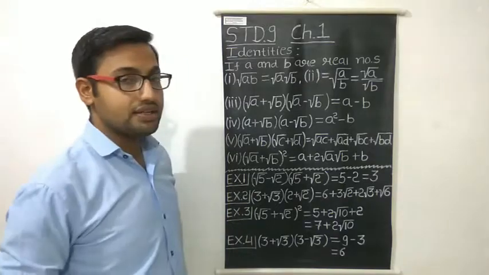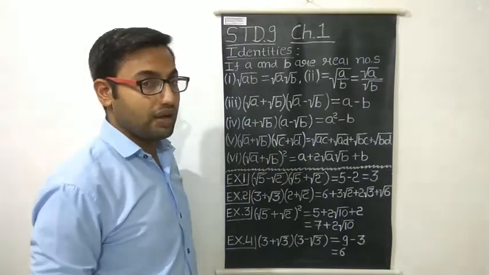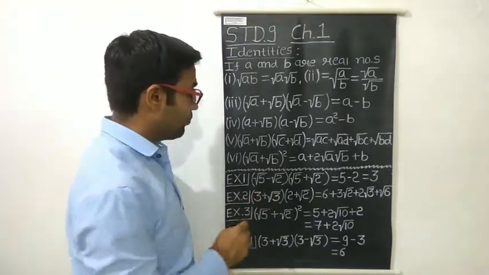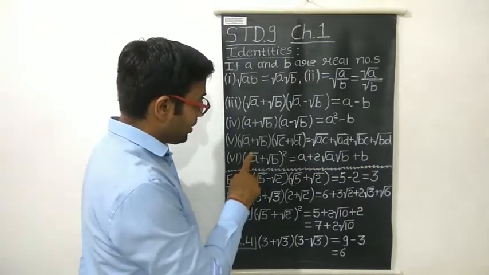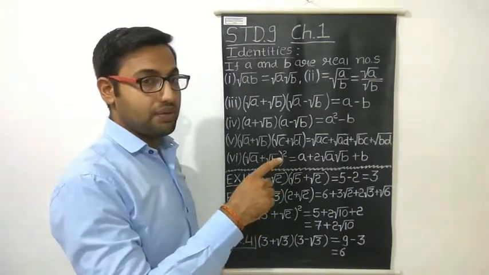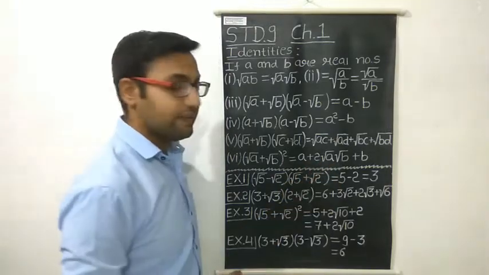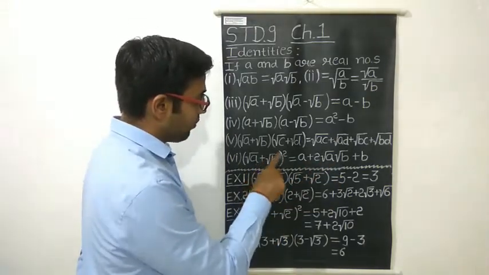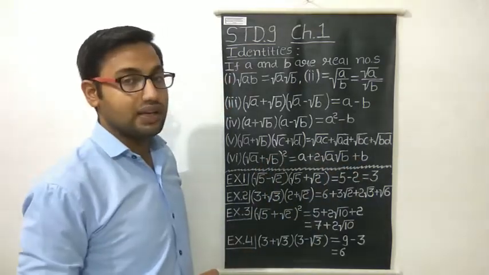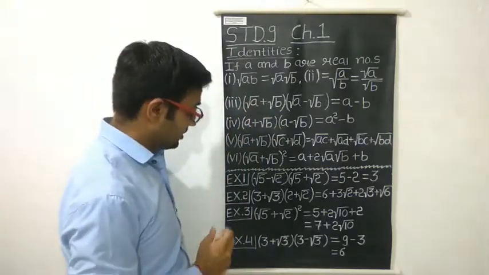And the last identity, the sixth identity, that is under root a plus under root b whole square. Now this is the same as the x plus y whole square identity. So we have to square the first term, so the under root a square gives us a. The middle term is 2 multiplied by the first term multiplied by the second term, that is why we get 2 under root a under root b. And the third term is the square of this term, that is root b square, and we get b. So related to this identity, let us see some examples.